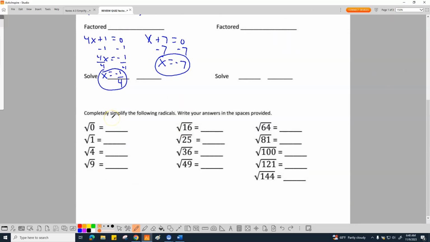Y'all, really? Do I got to fill this out for you? These are the things you're supposed to have memorized. If you had your times tables down, you would have this memorized.